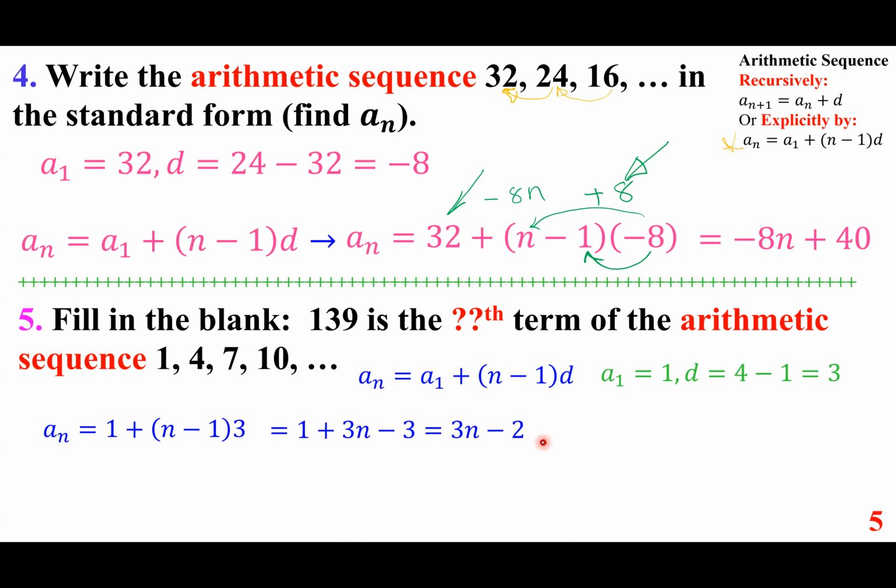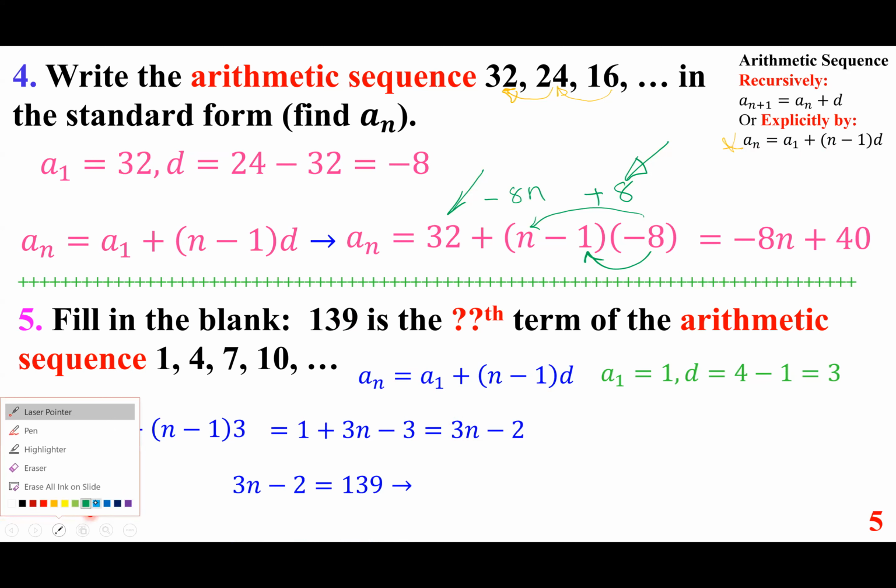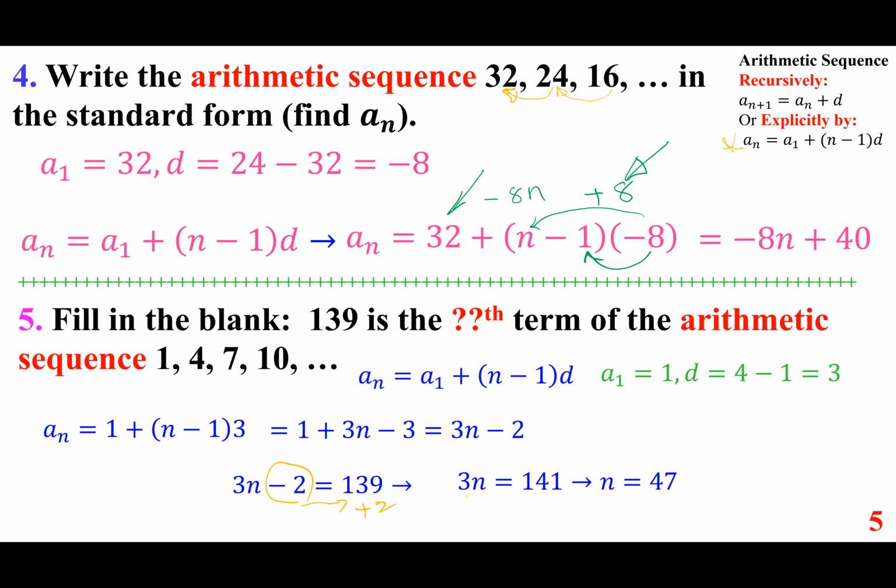So what term is this? All you have to do is set this up to equal 139, solve for n. So we move the -2, make it +2. So they add up to 141, and we divide by 3, and it becomes 47.